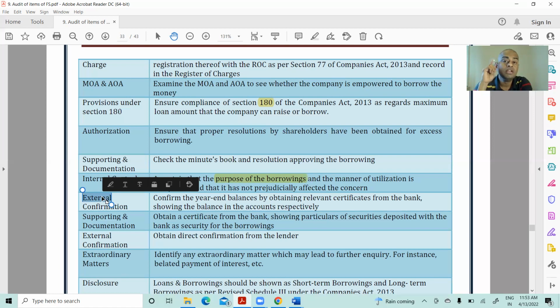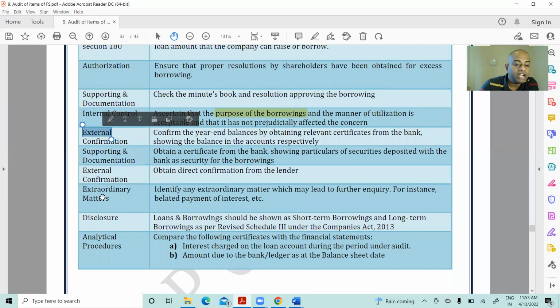This was one of the very big issues in Satyam's fraud. PricewaterhouseCoopers, when they conducted audit of Satyam, have not taken external confirmation on bank loans. Very big issue.